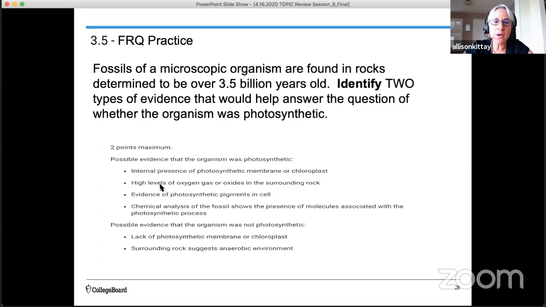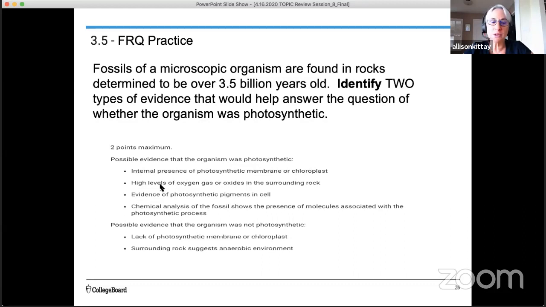So you would know if there was some type of presence in the fossil of photosynthetic membranes or some type of imprint of chloroplast. Another way, and probably a more realistic way, is that there would be high levels of oxygen gas or oxides. The rocks would be rusty in the surrounding rock. You might see evidence of photosynthetic pigments, or you might see a chemical analysis of the fossil showing the presence of molecules that are associated with photosynthesis.